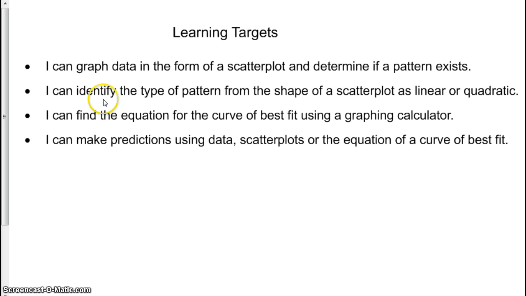The second learning target is you want to be able to identify what kind of pattern from the shape, and if it's linear or quadratic. The third learning target is you want to be able to find the equation for the curve of best fit using the graphing calculator. And last is you want to be able to make predictions using data, the scatter plot, or the equation of a curve of best fit.